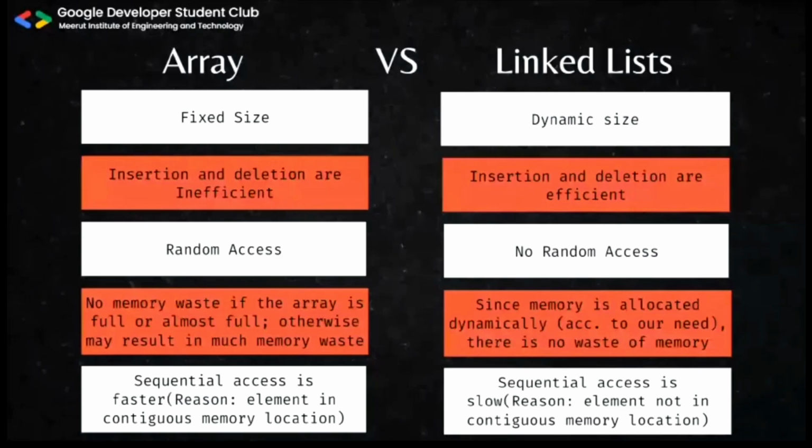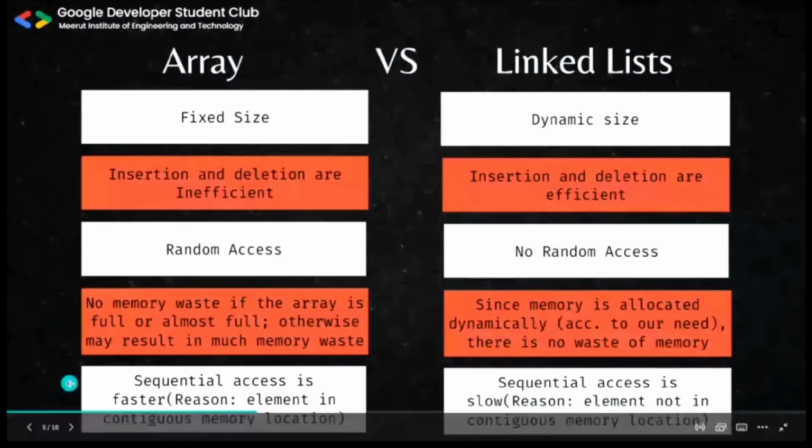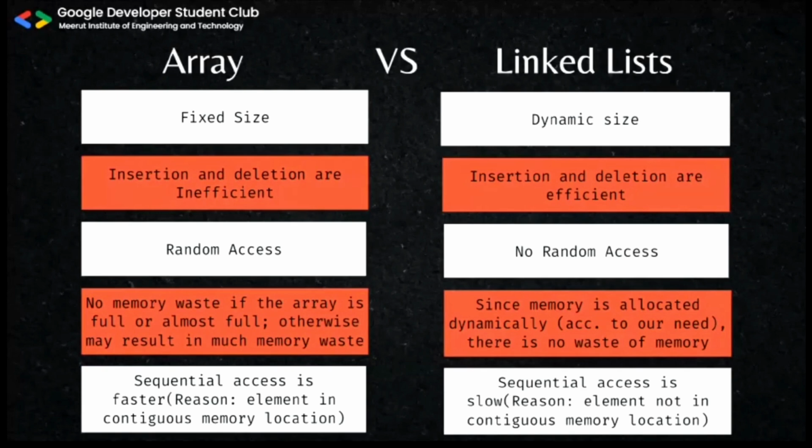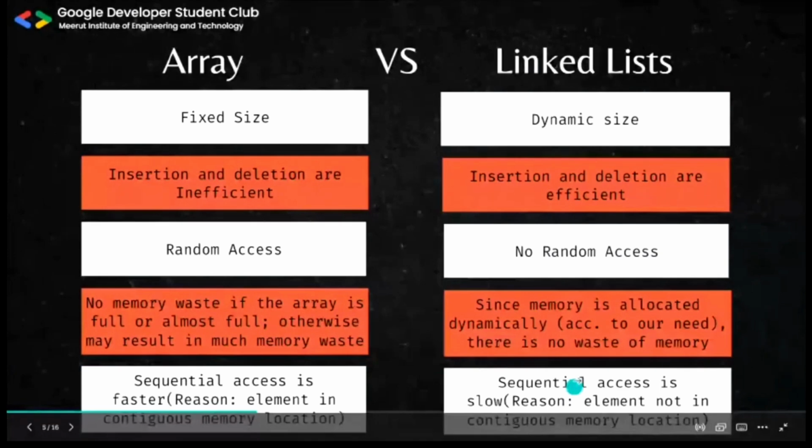The next thing we have, if we want to sequentially access an element, this becomes faster inside an array. This is because elements are stored in contiguous memory locations, that is one after another inside the array. But this is slow in a linked list because we have seen the nodes are randomly placed inside the memory, right? So sequential access is slow inside the linked list.